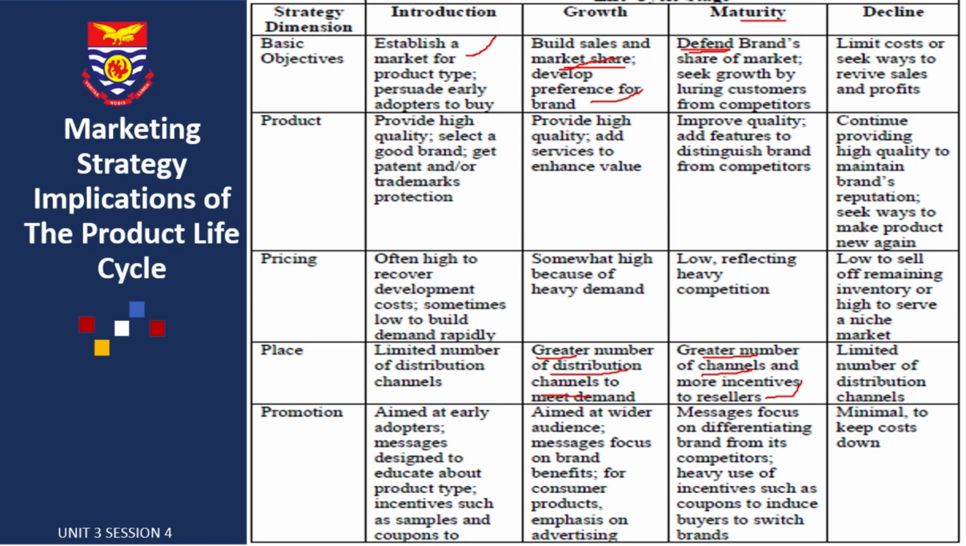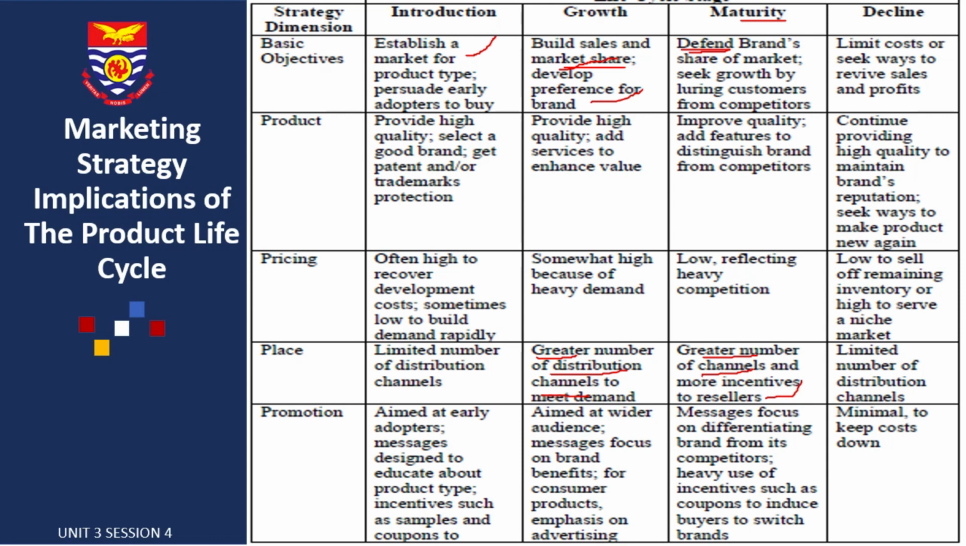Then at the declining stage, there is a limited number of distribution channels, because customers are not purchasing the product again and few people would accept the product to sell. No one would want to run at a loss, so wholesalers and retailers wouldn't want to purchase the product and run at a loss when no one is coming around to purchase it. So it is only a few distribution channels or retail outlets that sell the product.